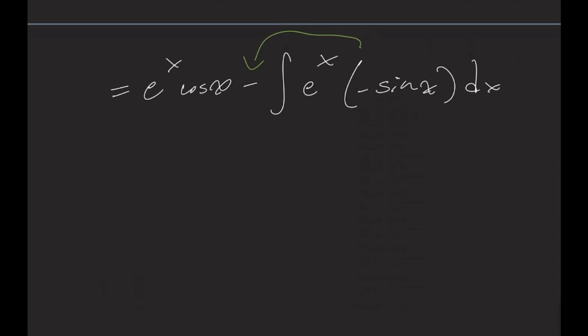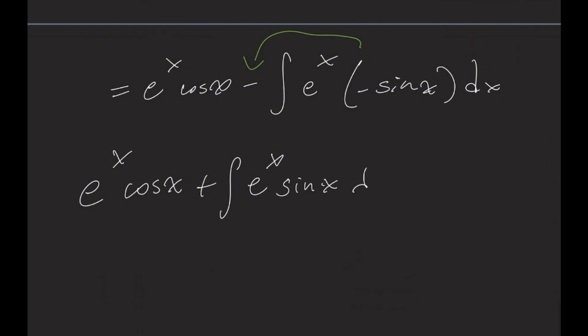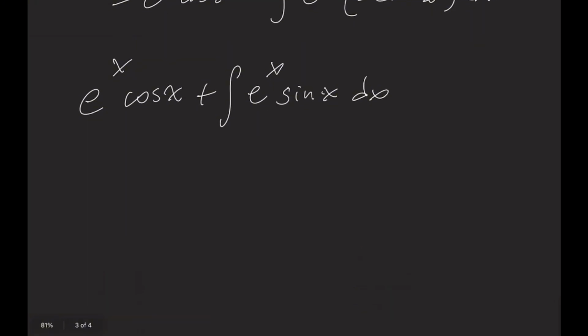I'm going to move the negative sign out. So we're going to have e^x cos x plus the integral of e^x sin x dx. Okay, it looks like we got nowhere because we don't know how to do this integral. It would be a lot easier if we knew how to do it. Here's where you can use integration by parts multiple times.